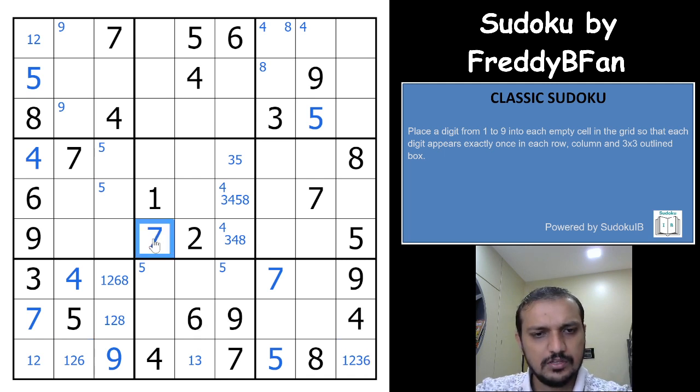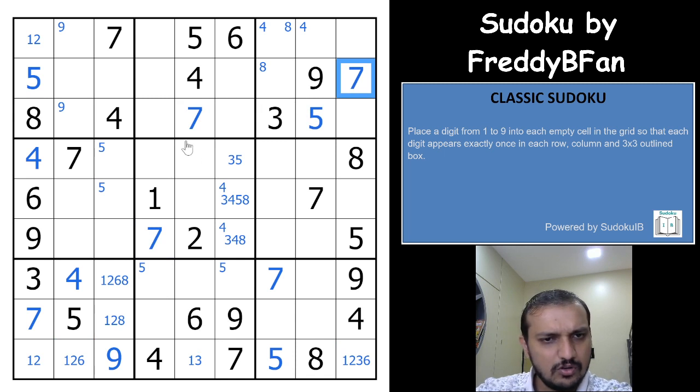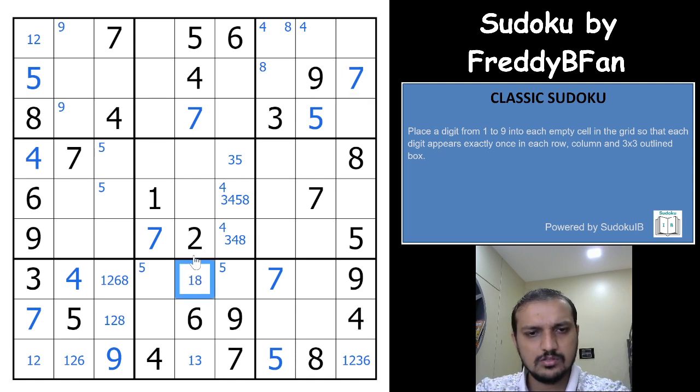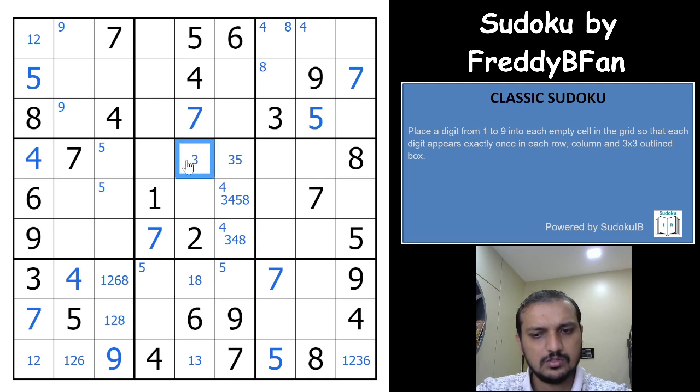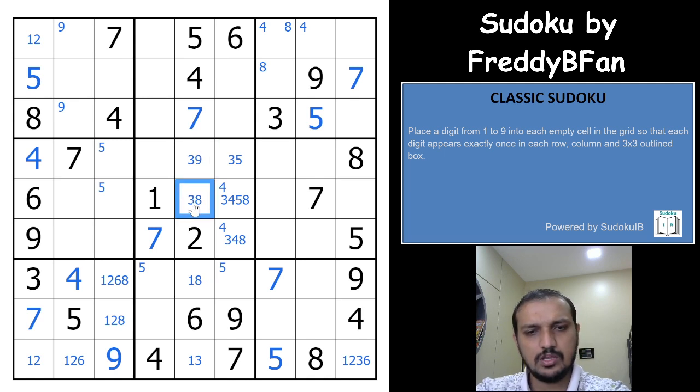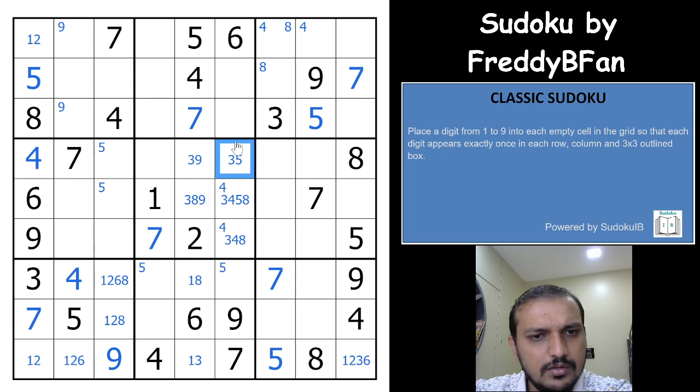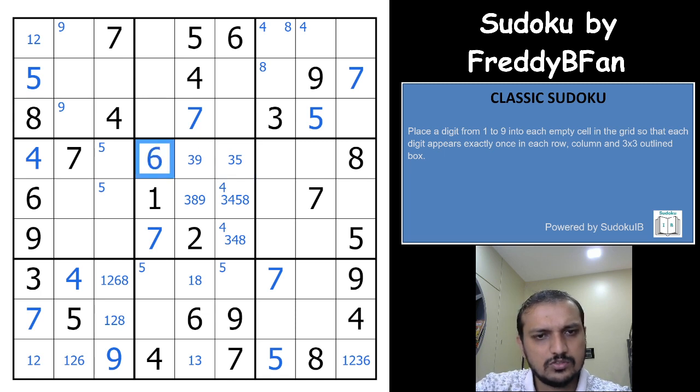This cell is a 7 here. And that gives you a 7 here and a 7 here. I think so. We have solved all the 7s. Luckily, that was good. Okay, 1, 3, 8, and 9. 3, 8, and a 9. Right? Okay, that gives you a 6 here actually. So, yep. 6 is in one of these two cells.